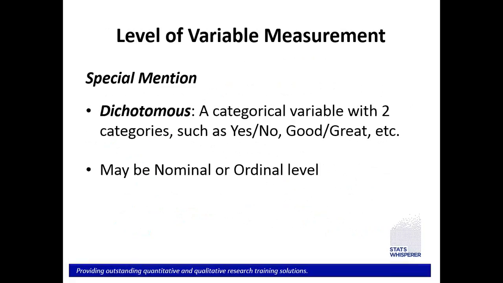We have a special mention here, a shout out for the term dichotomous. Dichotomous, you'll hear a lot. It's a categorical variable with 2 categories, such as yes, no, good, great. It could be nominal or ordinal, right? It could be ranked or not ranked. That's okay. It's just a categorical variable with 2 categories, meaning dichotomous.